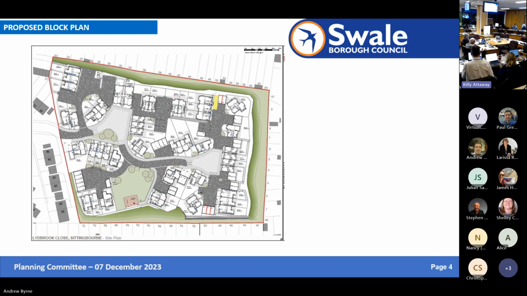3.1, 23/502/500/full, the Faversham War Memorial, Stone Street, Faversham. Are we taking 3.1 and 3.2 together? Okay, we're going to have a joint presentation on 3.1 and 2, and then we'll take 3.1 and the speakers and make a decision, and then 3.2. Over to you, Paul. Yeah, thanks, Chairman.